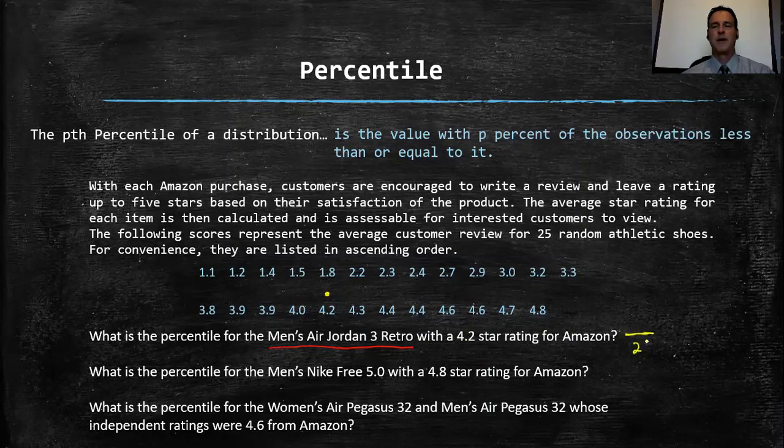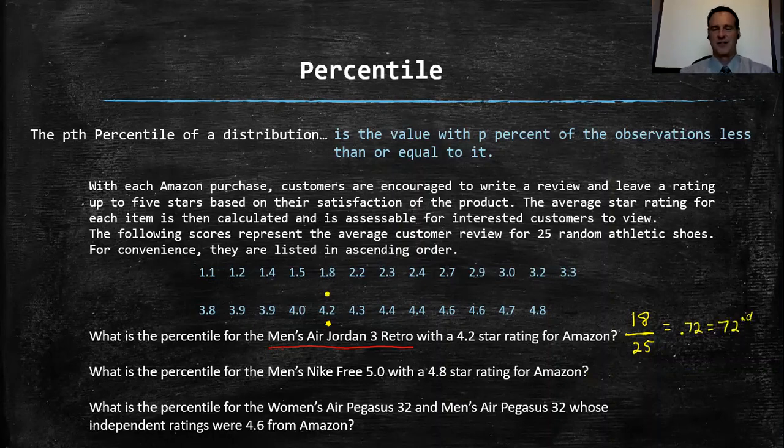Based off all the athletic shoes that were assessed, there are 25. And if you start from the lowest and move your way in ascending order to our marked value, which is 4.2, you can count that there are 13 on the top row, 14, 15, 16, 17, 18 overall. And if you divide that out, 18 divided by 25, that gives you 0.72, or the 72nd percentile.